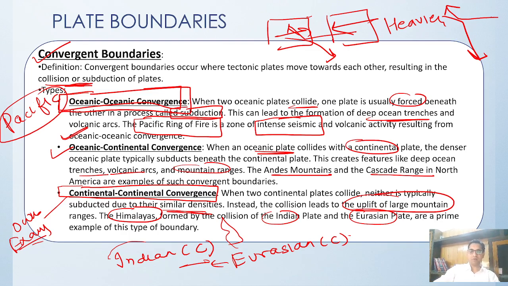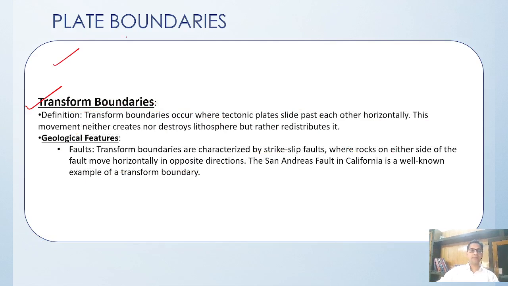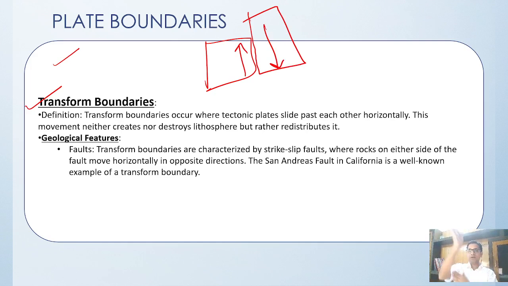So this is the convergent boundary. And the last one is transform. Here is one plate and here is the other plate, and this one is going like this and that one is going like this. They are not converging and they are not spreading, they are just touching each other and going away. When tectonic plates slide past each other, they neither create lithosphere or land, nor do they destroy land, they simply redistribute it. Normally they create fault lines.